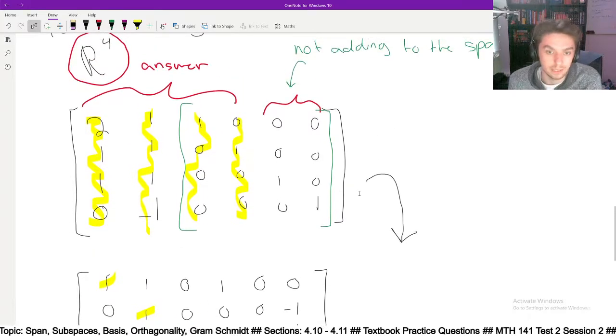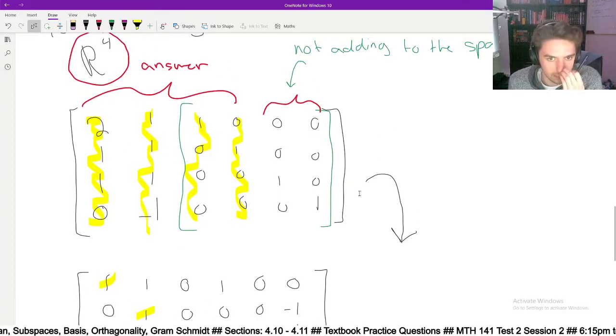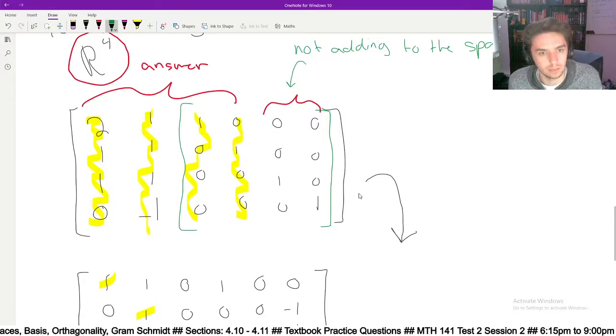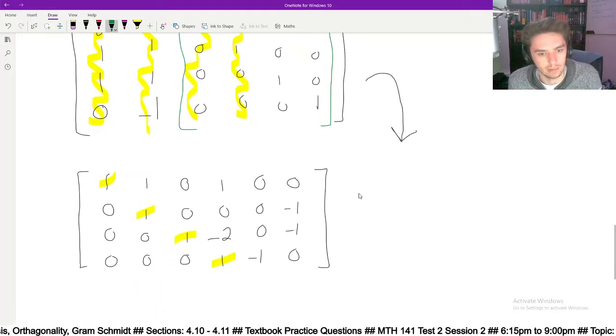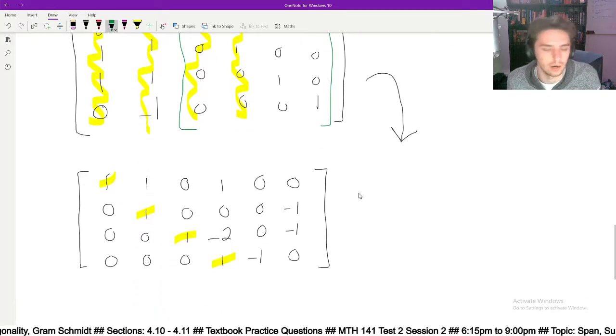So they're linearly dependent. So we don't count those, and we only count the ones that have the leading ones in the REF or RREF.